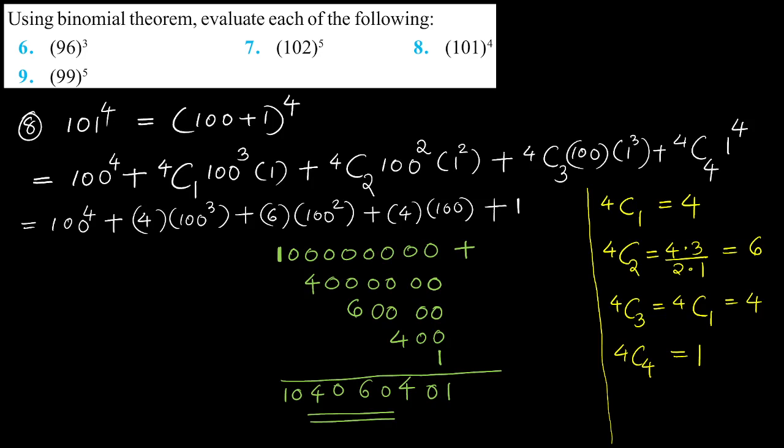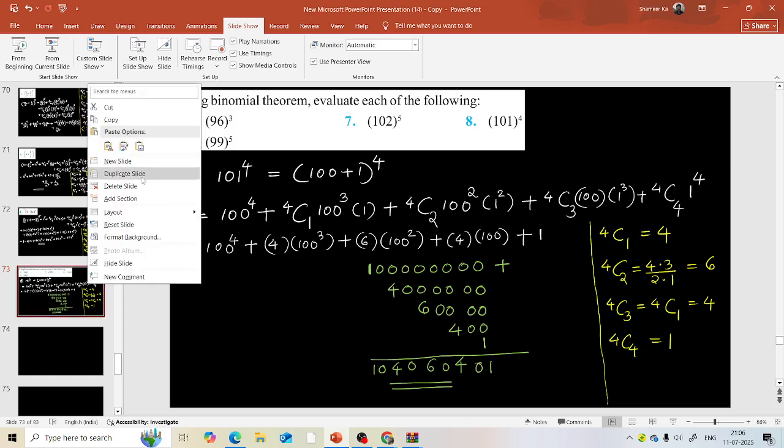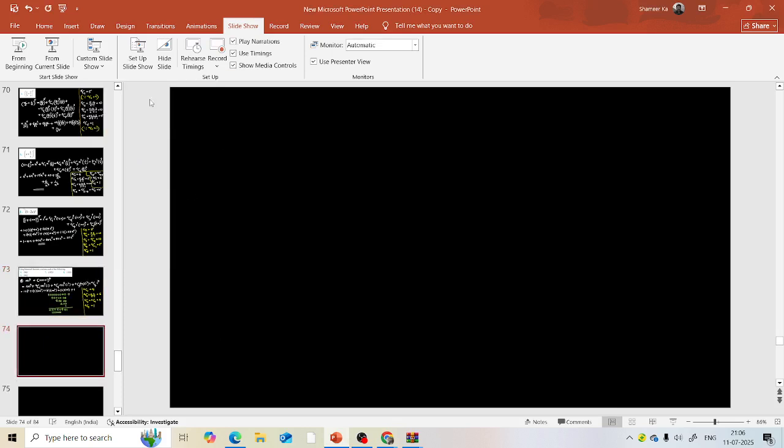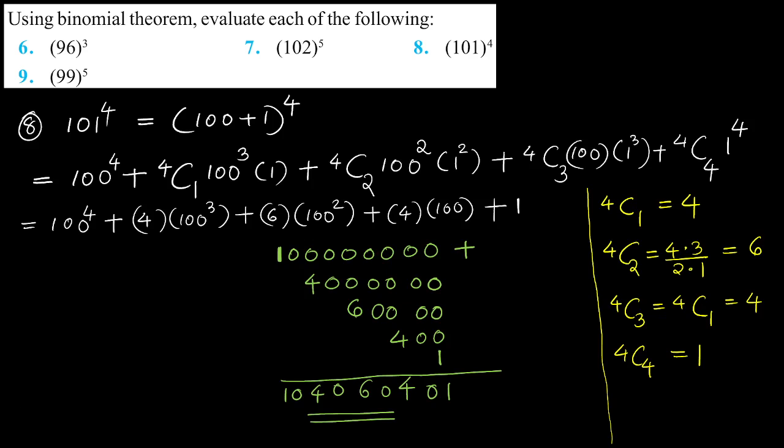Okay. Let me discuss. 102 raised to 5 is a tough question, but we must use the binomial theorem. The normal way is good. 102 raised to 5 we can find the normal way, but we must use the binomial theorem. So I am going to discuss the next problem, the 7th one: 102 raised to 5.